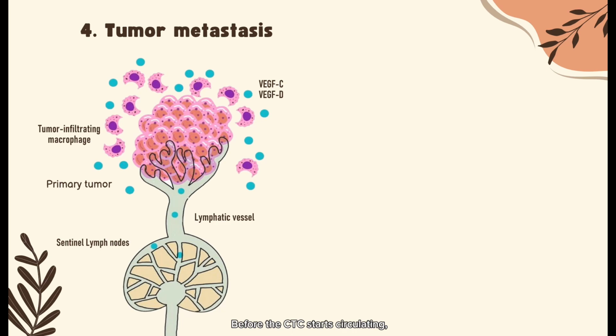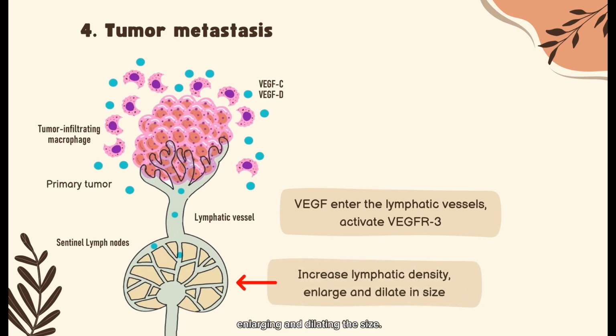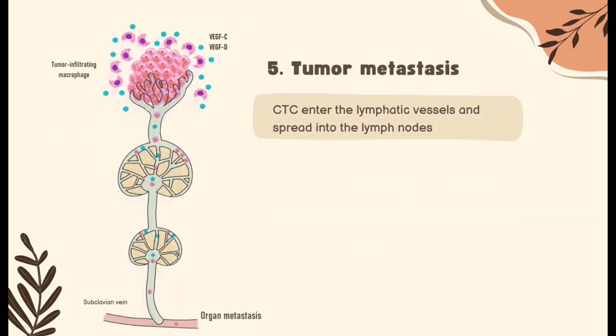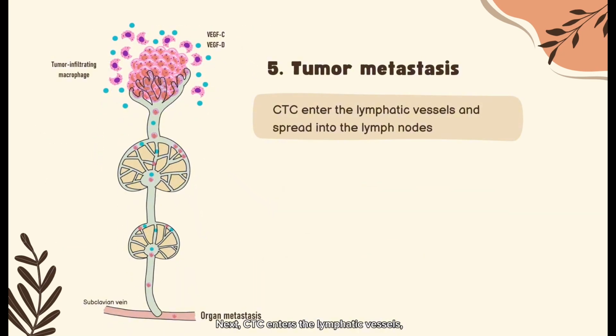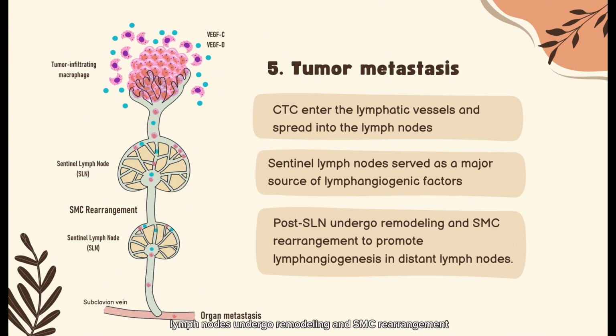Before the CTC starts circulating, VEGF enters the lymphatic vessels and activates the VEGFR3 receptor, leading to increased density and enlarging and dilating of the size. This allows the delivery of circulating tumor cells, thus increasing the incidence of tumor metastasis on pre-existing lymphatic vessels. Next, CTCs enter the lymphatic vessels, spread into the lymph nodes, and serve as a major source of lymphangiogenic factors. Post-sentinel lymph nodes undergo remodeling and SMC rearrangement to promote lymphangiogenesis in distant lymph nodes. This leads to secondary metastasis in its preferred tissue or organ.